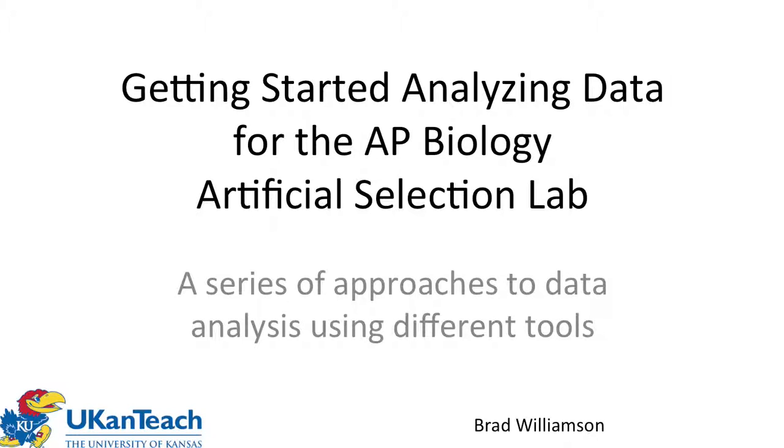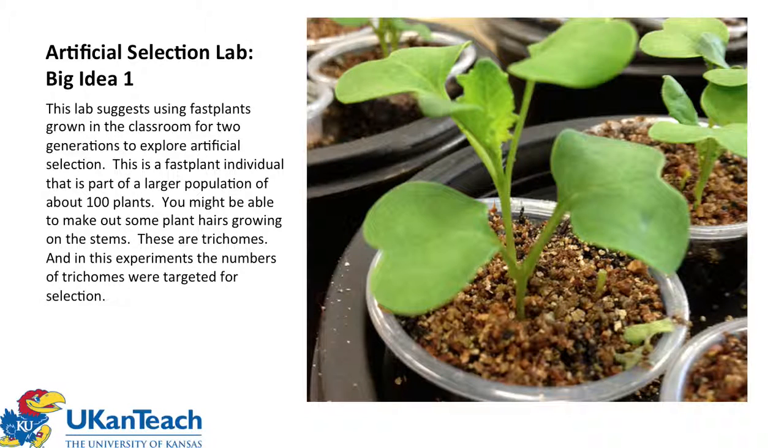Hello, this is Brad Williamson again, and I'm looking at another tool to analyze the data from the AP Biology Artificial Selection Lab. This particular tool is called JASP. It's a brand new statistical package recommended to me by a colleague, and I'm a little hesitant to recommend it. It's got a lot of power, but it's also very tempting to just let the computer do all the work, and the student might not be able to do all the thinking because it's so easy. But we'll see how this all works.